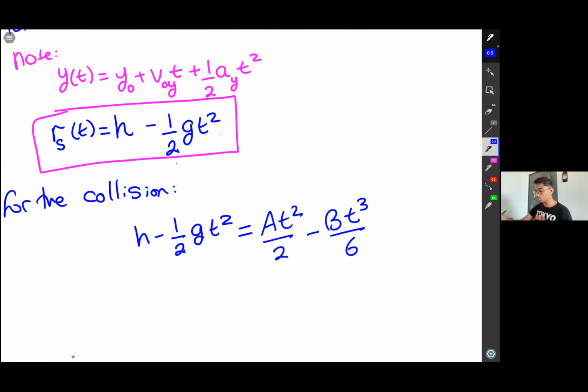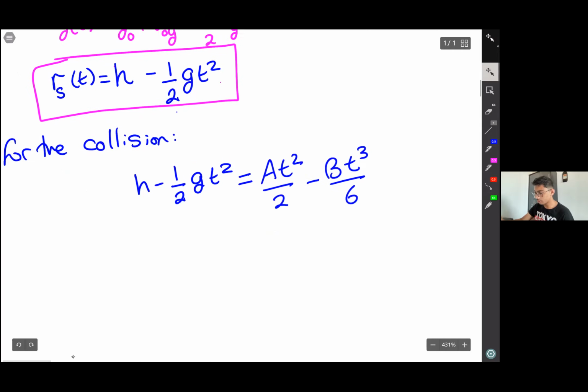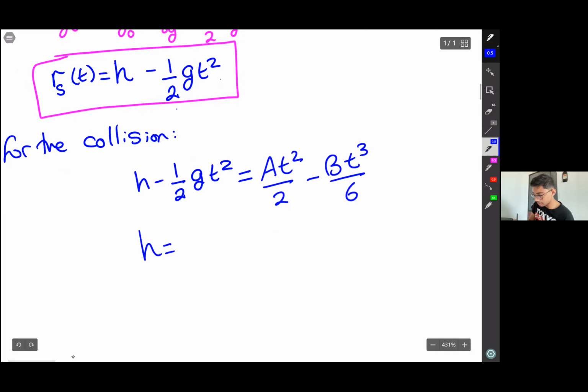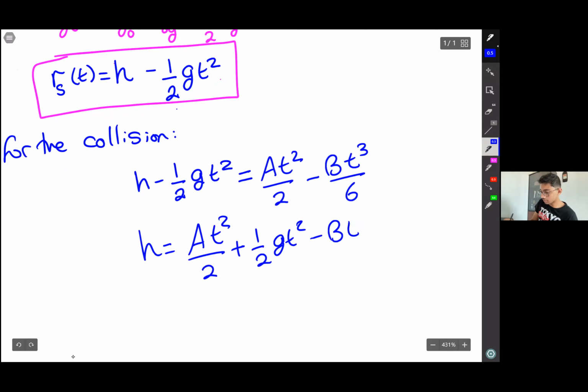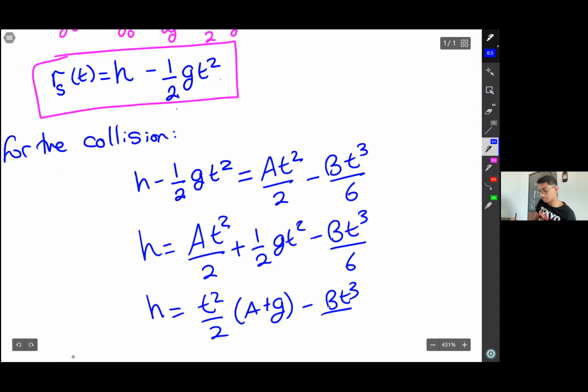Now this is great. All we have to do is rearrange this term to the other side, and then we get an equation for the height. So h is going to equal at squared over 2 plus 1/2 g t squared minus bt cubed over 6. I can clump the t squared over 2 term here: t squared over 2 times a plus g, minus bt cubed over 6. But wait, we're not done.